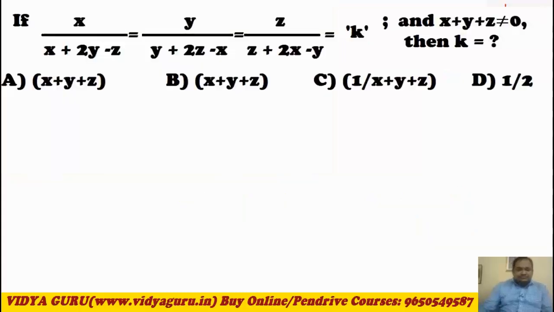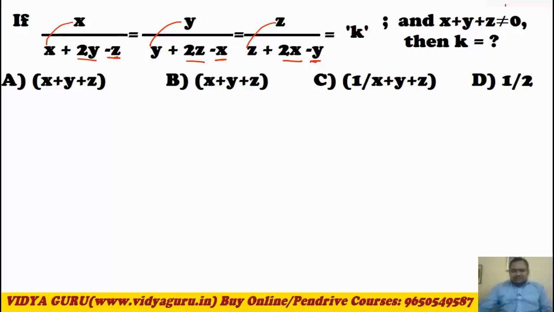Let's move to the next one. So you can see this again is a symmetrical expression. x, here x, y, here z, here z. Now look here, 2y, 2z, 2x. Every variable gets equal opportunity. Here minus z, minus x, minus y, equal opportunity.